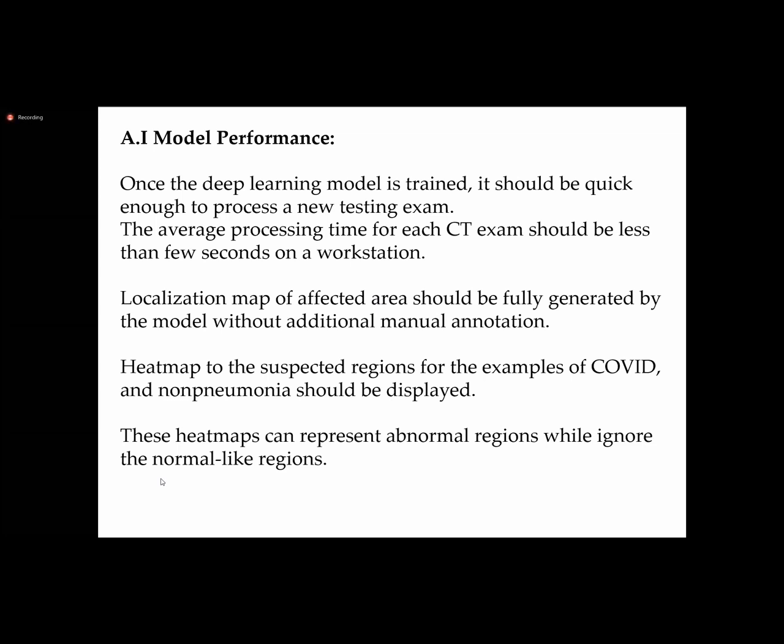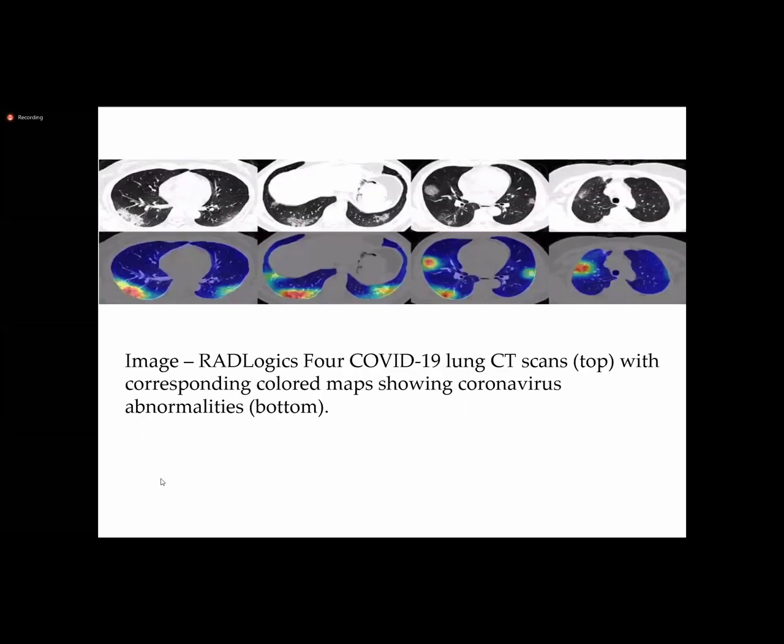And these heat maps can represent abnormal regions while ignoring normal regions. So as I explained to you earlier, how to mark the abnormal and normal structure in the heat mapping pattern. So this is a set of examples where the COVID-19 affected patients' lung cases are there. As we can see, the abnormalities are marked by the heat mapping process at different locations.